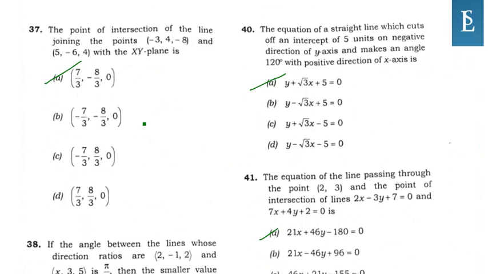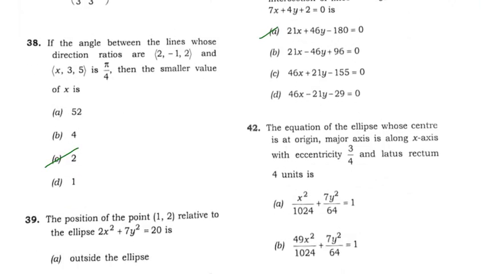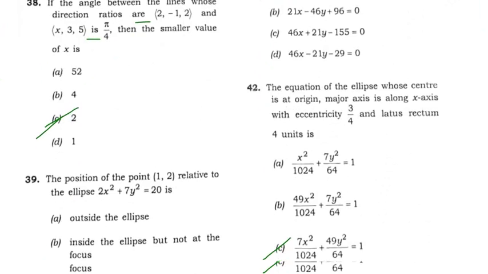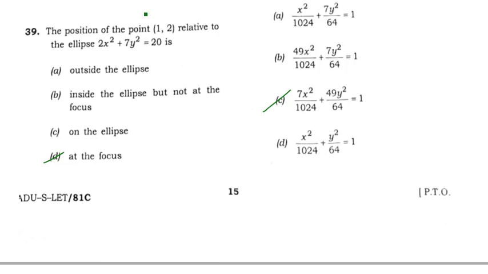the point of intersection of the line joining the points (minus 3, 4, minus 8) and (5, minus 6, 4) with the xy plane is... so the right option will be (7 by 3, minus 8 by 3, 0). So this is the point of intersection. If the angle between the lines whose direction ratios are 2, minus 1, 2 and x, 3, 5 is 45 degrees, then the smaller value of x is... so the smaller value of x will be 2. Next question is: the position of the point (1, 2) relative to the ellipse 2x square plus 7y square equal to 20 is... so it will be at the focus.